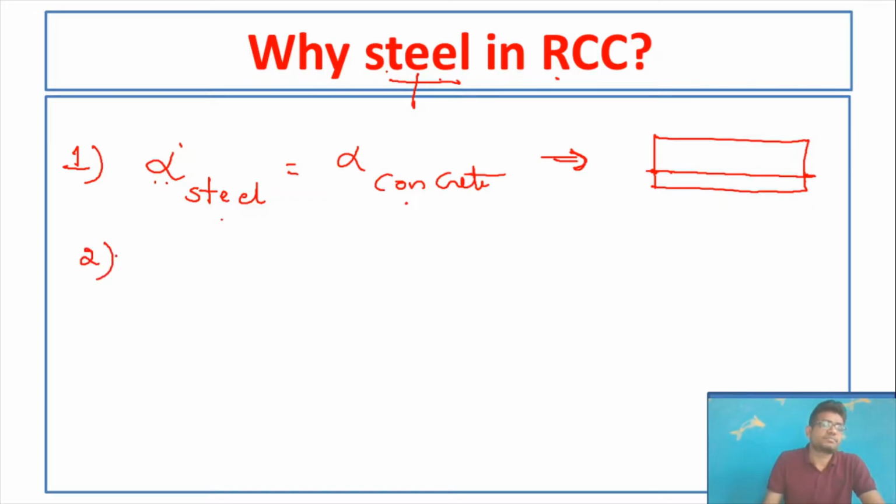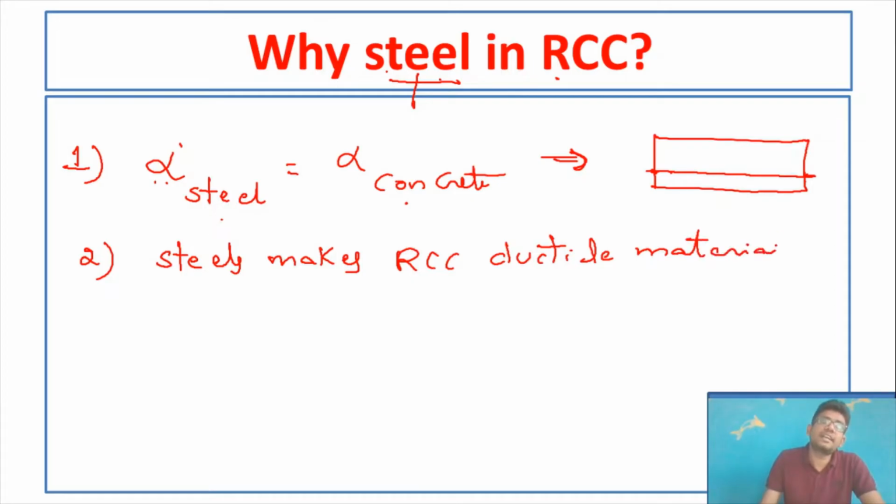The second reason why we use steel is that steel makes RCC a ductile material. If you take concrete, is concrete a ductile material or a brittle material? Concrete is a brittle material, so it is subjected to cracking without any warning. If you use steel in the RCC, it makes the RCC a ductile material. Because of that, whenever there is a possibility of failure, it will give us prior warning.